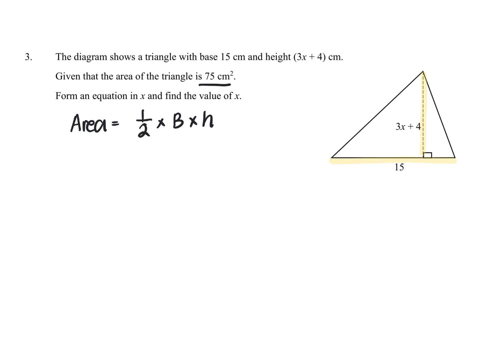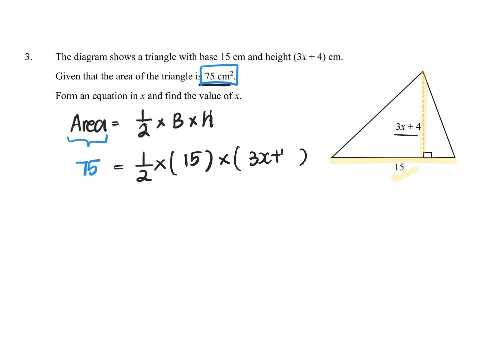So first thing what we are going to do, we are going to replace it by number. The area is the number 75. So 75 equals to half times, what is my base? My base is the number 15. So base is 15 times h, the height of the triangle. Height of the triangle is 3x plus 4. Okay, so now for convenience sake, I'm going to write this as one single fraction. 15 times 3x plus 4 over 2.